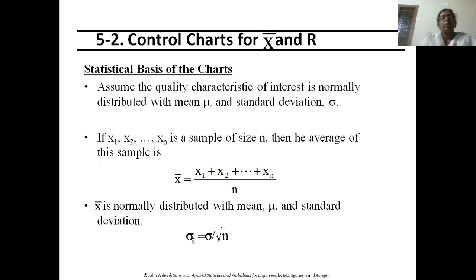The statistical basis of this chart is that we assume the quality characteristic of interest is normally distributed with mean mu and standard deviation sigma. If x1, x2 up to xn is a sample of size n, then the average of the sample is x bar, equal to the sum of the observations divided by the number of observations, that is, x1 plus x2 plus up to xn, divided by n. Since x bar is normally distributed with mean mu, the standard deviation of x bar is sigma by root n.